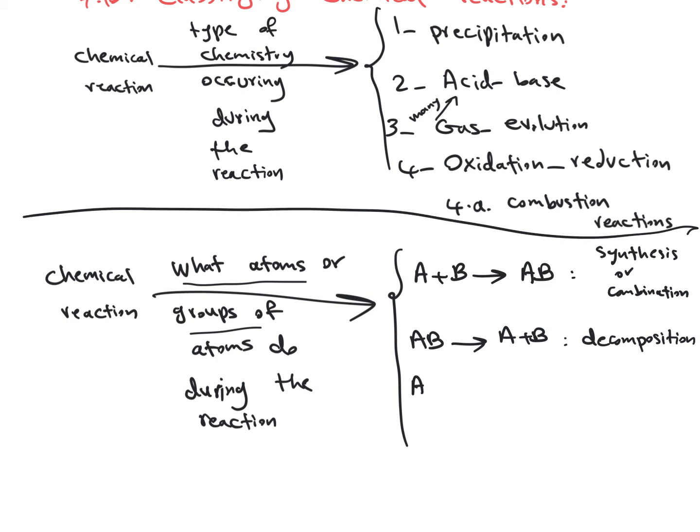And the other one is A plus BC gives AC plus B. We call this one single displacement. Basically one element, here you have A, here B, C. So one element substitutes the other element. So A reacts with C, so you'll have AC, and then B is left by itself.